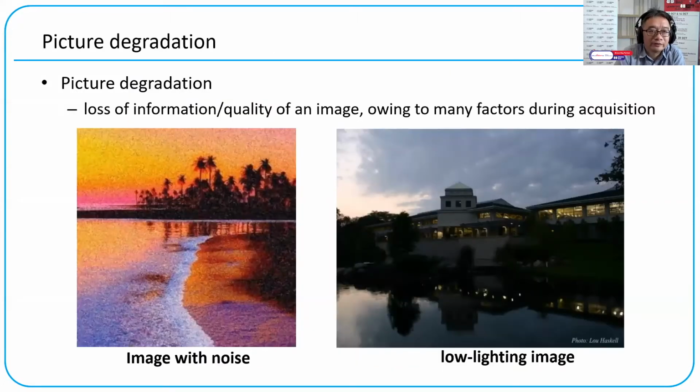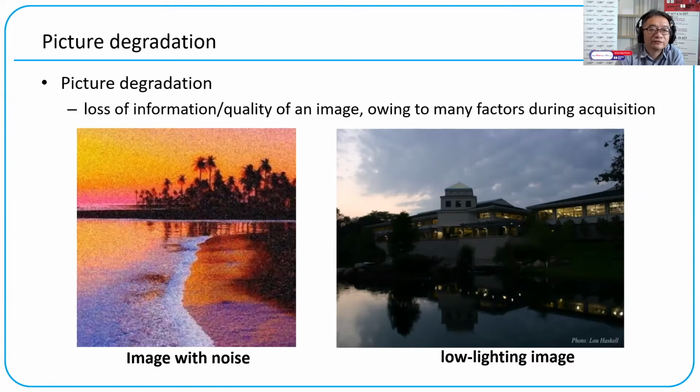However, as we know, there are always unhappy things happening when we capture pictures. Here, I will show you some undesired results when taking pictures. One is the so-called degradation. Degradation refers to when we are taking a picture using our camera, certain information is lost or the quality of the image is not up to your expectations.